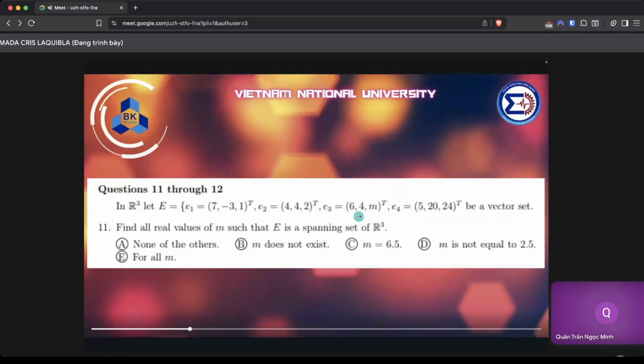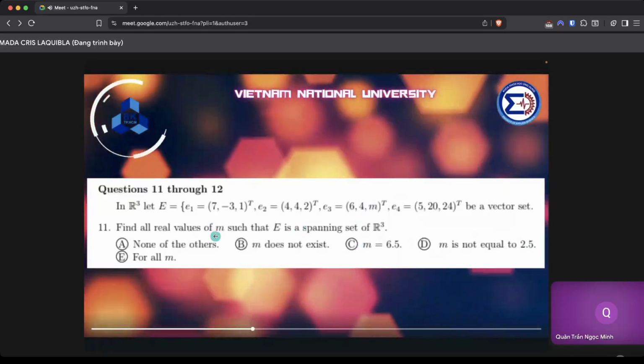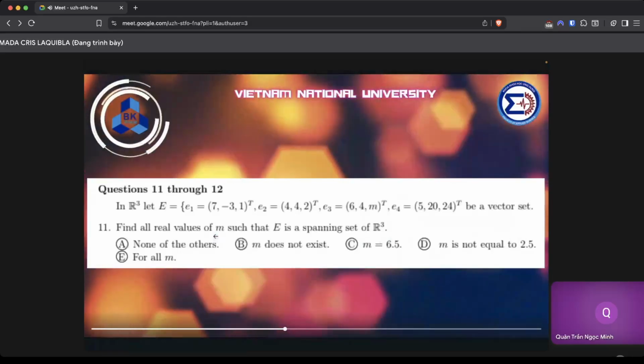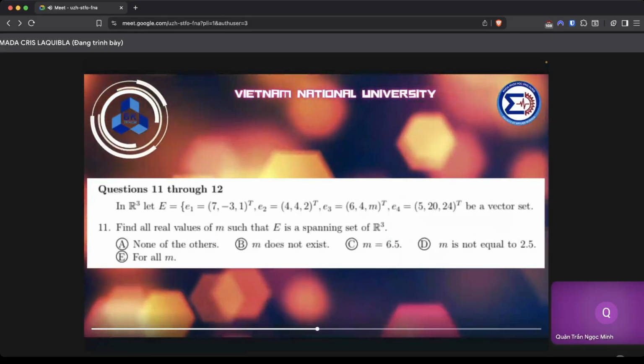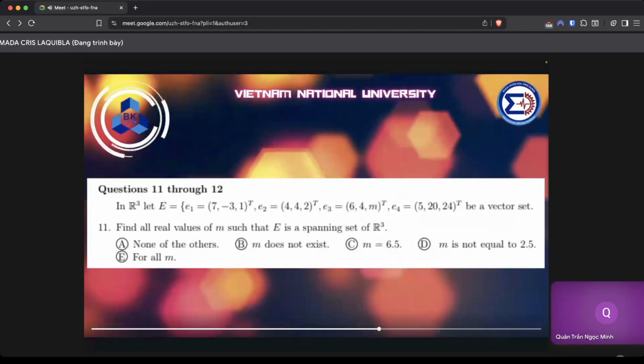By the way, class, E will span R3. Your m there has too many values, so there is only one value that will not make it a spanning set of R3. So we have to solve that.